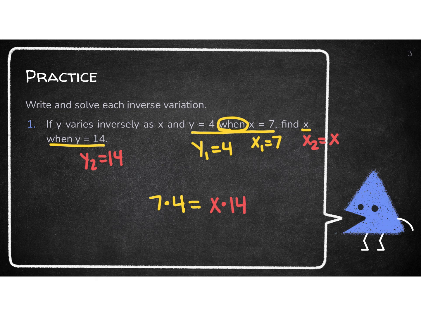And then you can do your multiplication. 7 times 4 gives me 28, and that equals 14x. To solve for x, divide both sides by 14, and I get 2 equals x.